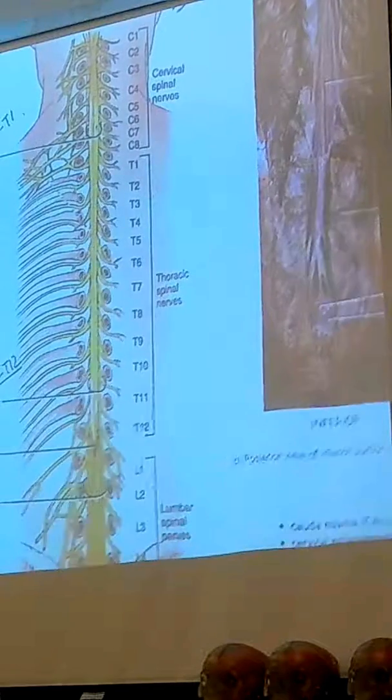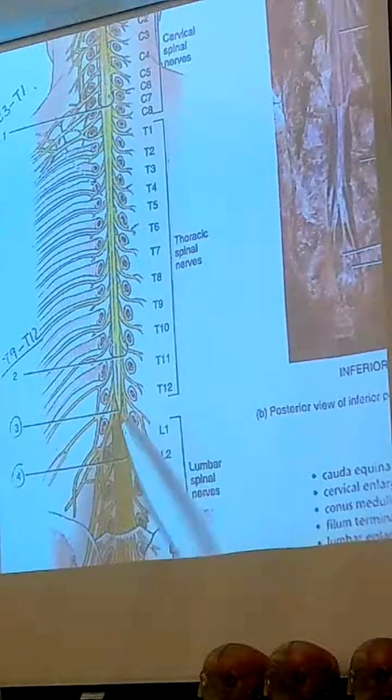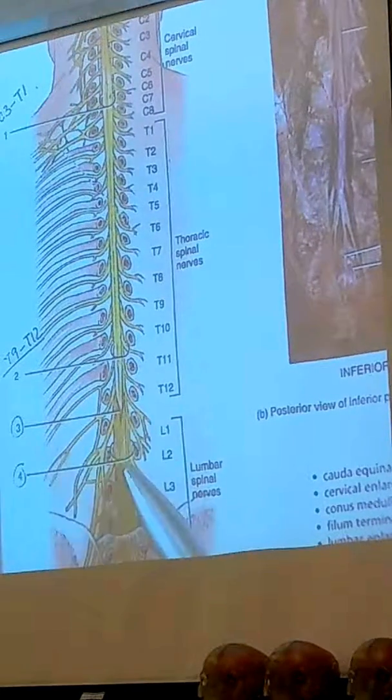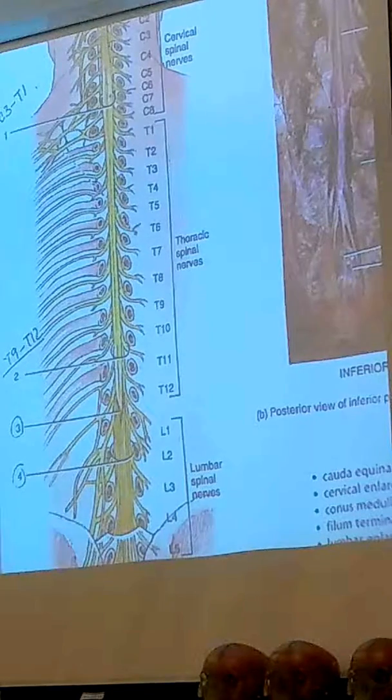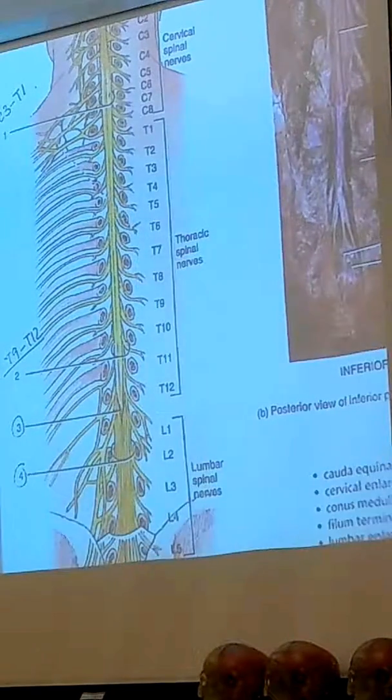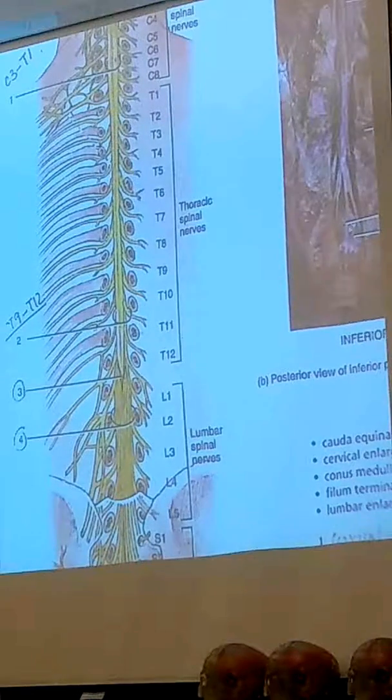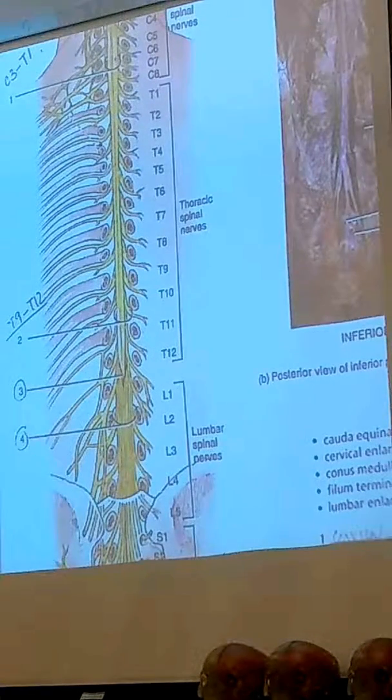So you need to know, for example, what is this? Conus medullaris. What is this? Cauda equina. What is this? Filum terminale. So all this. That is 17.2. I'm just repeating for the students who came late. It's exercise number 17.